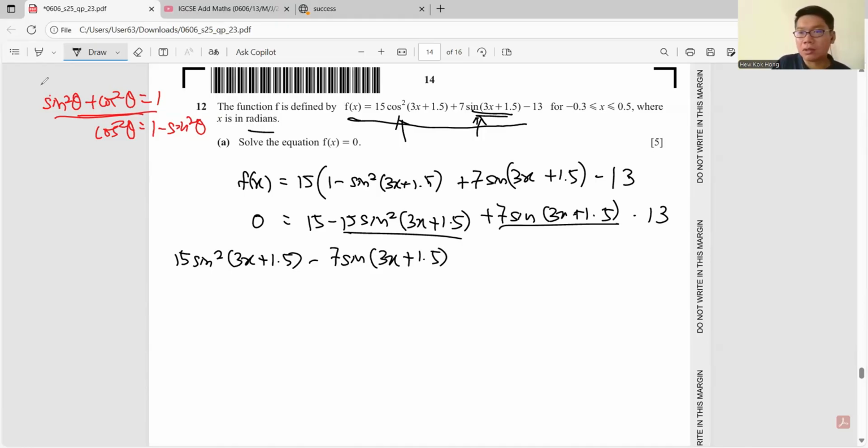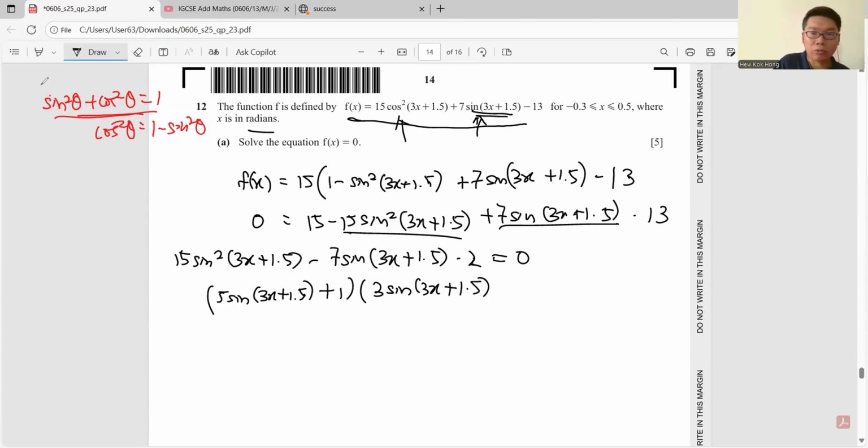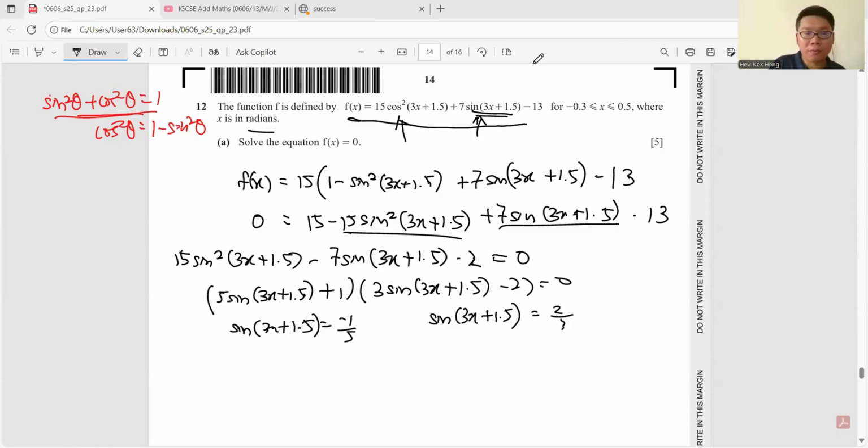15 minus 13 is 2. So come here become minus 2. This is obviously a quadratic. I can use calculator to assist me. So we solve each part.